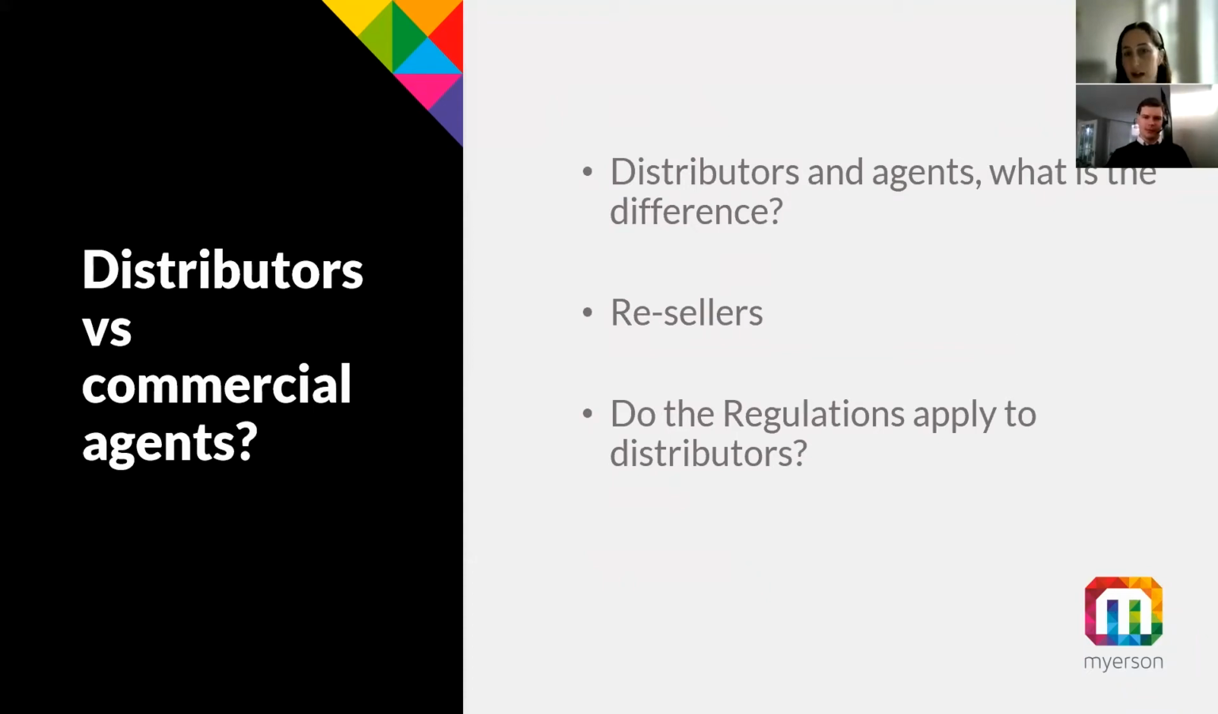There is a key difference between distributors and agents, and I'll just touch on that briefly. So the key difference is that an agent will contract with the end customer in the name of the principal, not in its own name. Whereas a distributor or reseller of goods will sell goods in its own right. So its contract with the customer will be in its own name. And the regulations will not apply to distributors or to resellers.